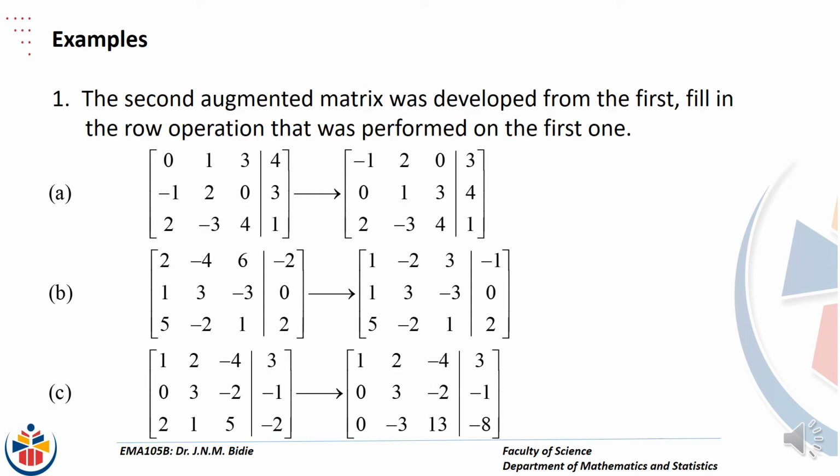Now, here in this example, we'd like to figure out the row operations that were performed to change the first augmented matrix to the second augmented matrix. I'm hoping that you're noticing here that the only thing that happened was to exchange row 2 and row 1. So you can write it.